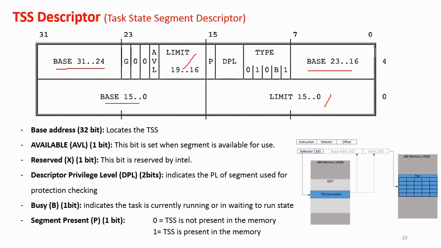Segment limit is divided into two locations. So the 20-bit segment limit is available in two fields, that is 0 to 15 and 16 to 19, total 20 bits. It specifies the size of the segment.